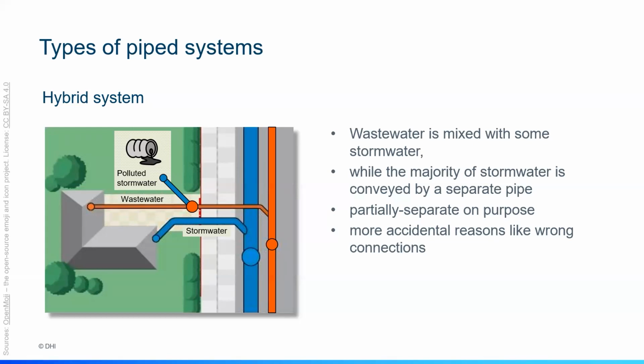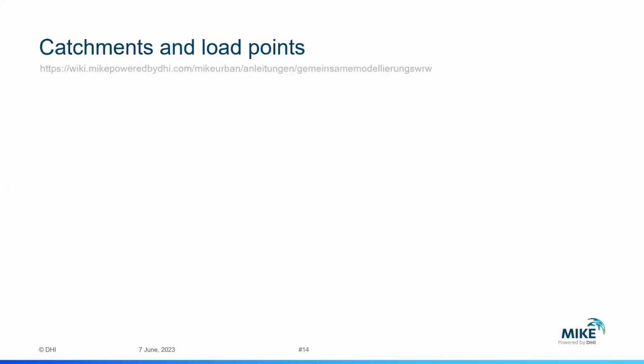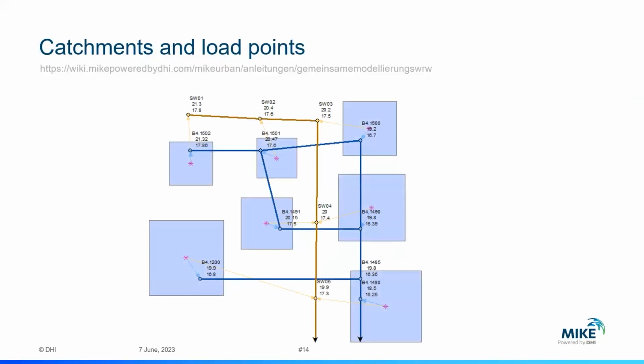So those are the 5 types I want to talk about today and to show you how to model them in Mike+. Before we do so, let's have a look at the workarounds for separate and hybrid systems. And we have proposed those workarounds ourselves in the past when we were still using MicroUrban. The first one is for separate systems, where we use catchment and load points.